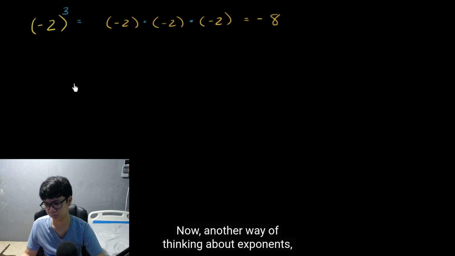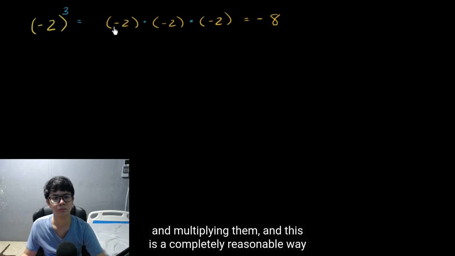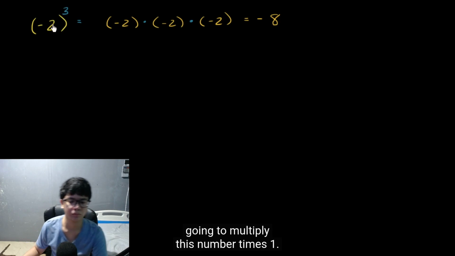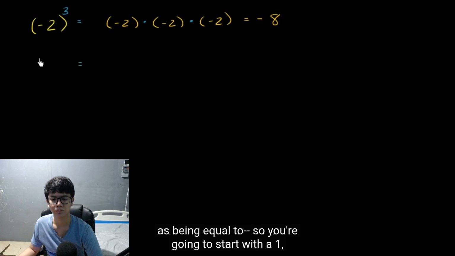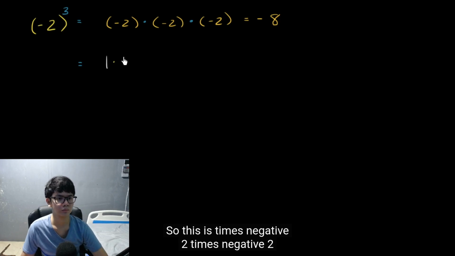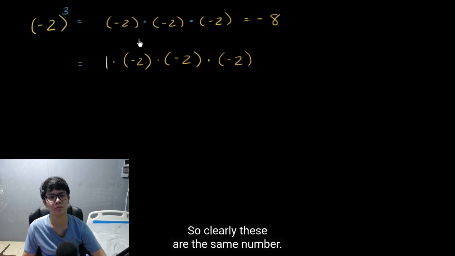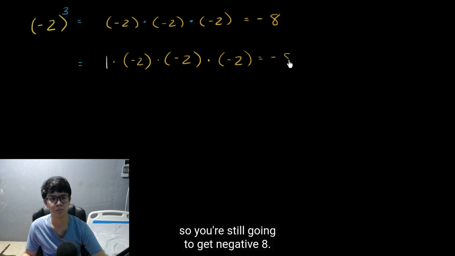So this would be equal to negative 8. Now another way of thinking about exponents, instead of saying you're just taking 3 negative 2's and multiplying them, which is a completely reasonable way of viewing it, is as the number of times you're going to multiply this number times 1. So you're going to start with a 1, and you're going to multiply 1 times negative 2 three times. So this is times negative 2 times negative 2 times negative 2. Clearly these are the same number, we're just multiplying by 1, so you're still going to get negative 8.